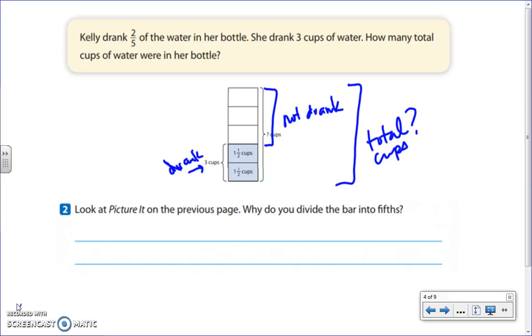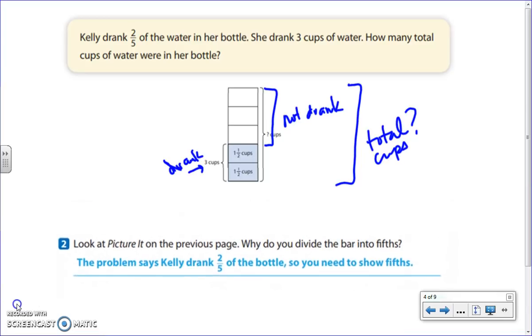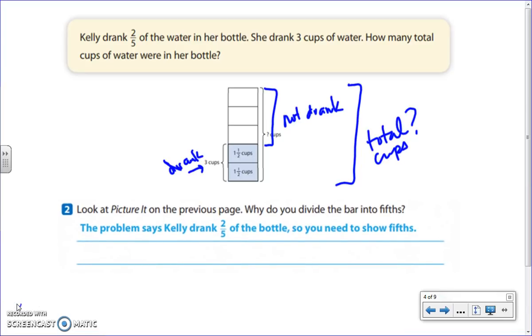So it says, why did they divide the bar into fifths? Well, that's a great question. The reason they divided the bottle into fifths is because 2/5 of the water is gone. And so if I divide it into fifths, I can cross out 2 of them, representing how much she's already drank. The problem says that Kelly drank 2/5 of the bottle, so you need to show fifths and mark 2 of them, representing how much she's already drank.